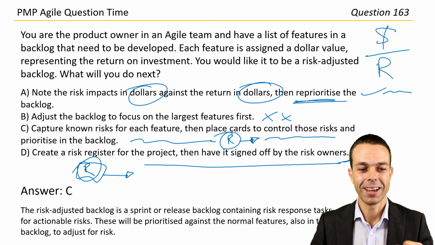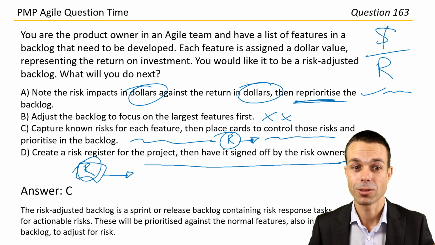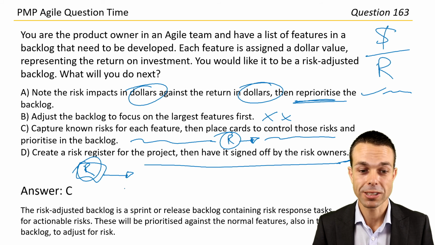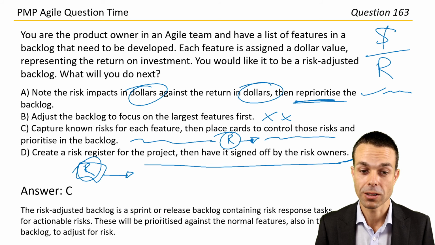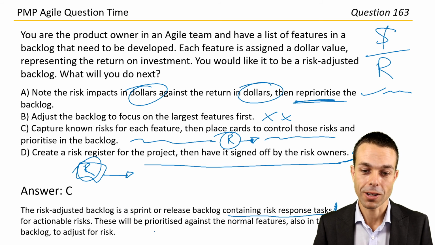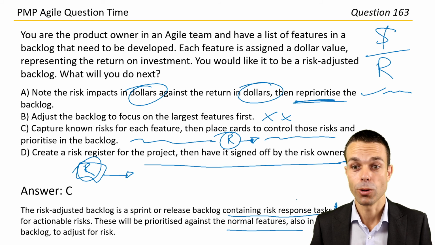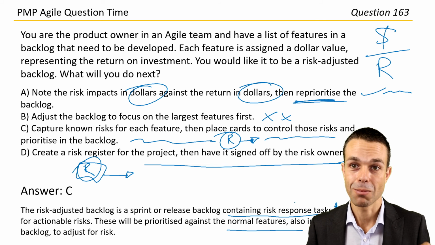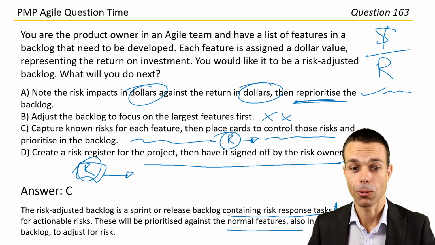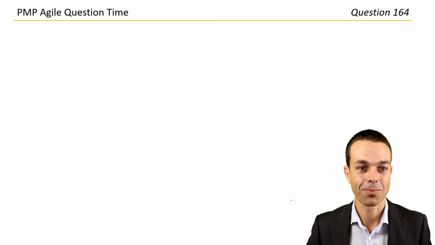All right, this was quite tricky, so I really liked this, and there are definitely different ways to do this. So the risk adjusted backlog in a sprint or release is containing risk response tasks for actionable risks. These will be prioritized against the normal features also in the backlog to adjust for risk. So now it becomes a risk adjusted backlog. Wow, I'm glad we did that one because that was quite tricky. Well done, guys. Let's see what we've got next.